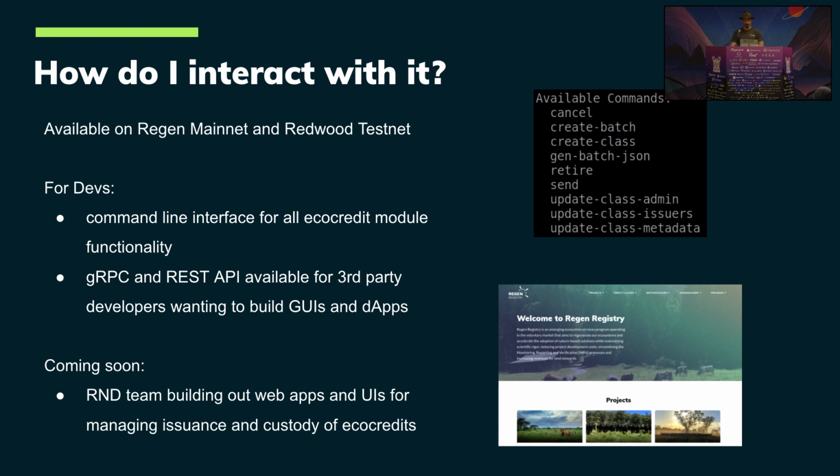At the moment, we're still working with the command line interface for all the Ecocredit modules. There's a UI coming soon, which is going to be really exciting and help us accelerate the types of users that we can bring into the ecosystem. There's a REST API available for third-party developers. And we have a pretty robust community and Discord, so if people are interested, there's a lot of support and a pretty big community of people leaning in to think about this.